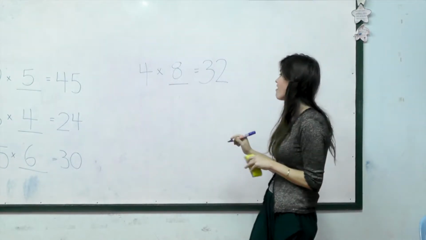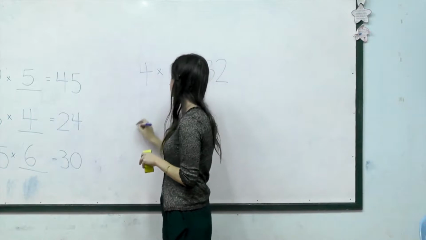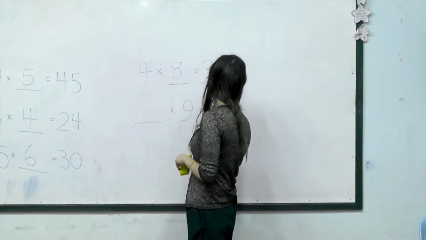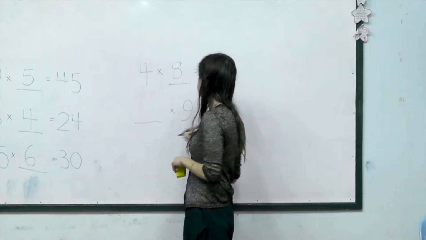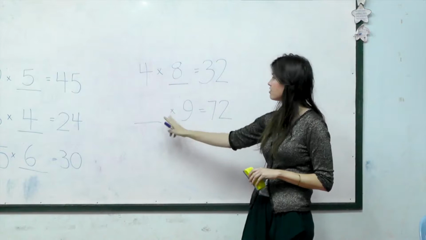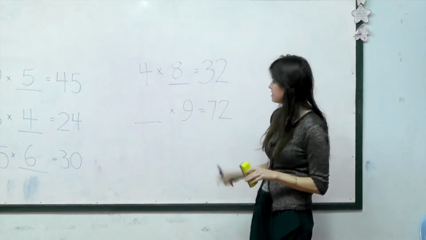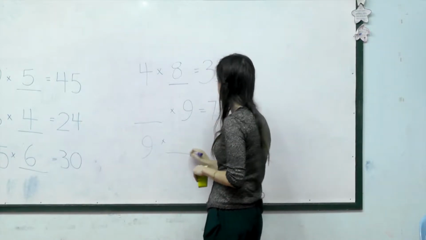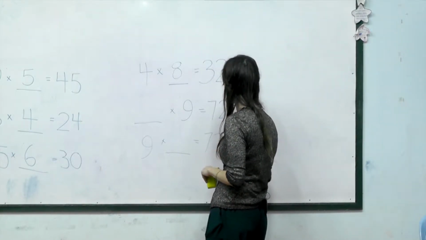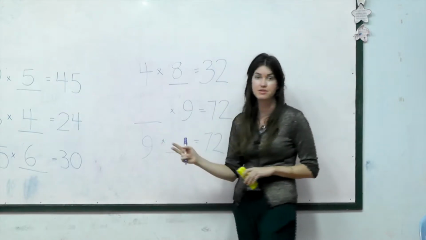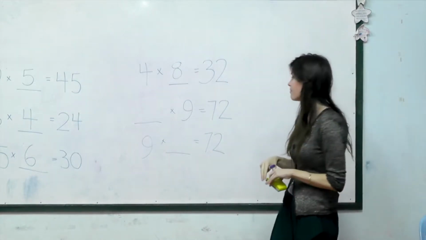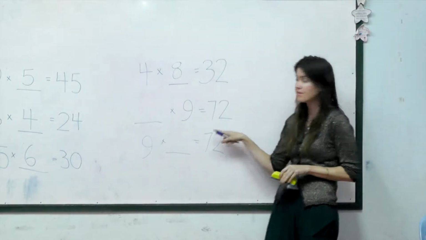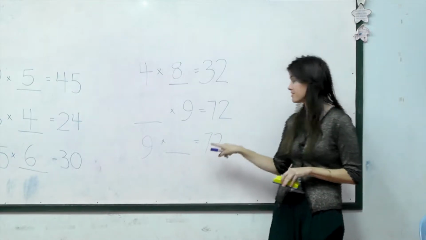Nice job. Let's try what number times 9 gives us 72. We just switched the order of our missing number. It's still the same thing. This would also still be 9 times what number equals 72. It's okay to change the order when we do times or division. It's still gonna be the same. So what number times 9 gives us 72? Or 9 times what number gives us 72?